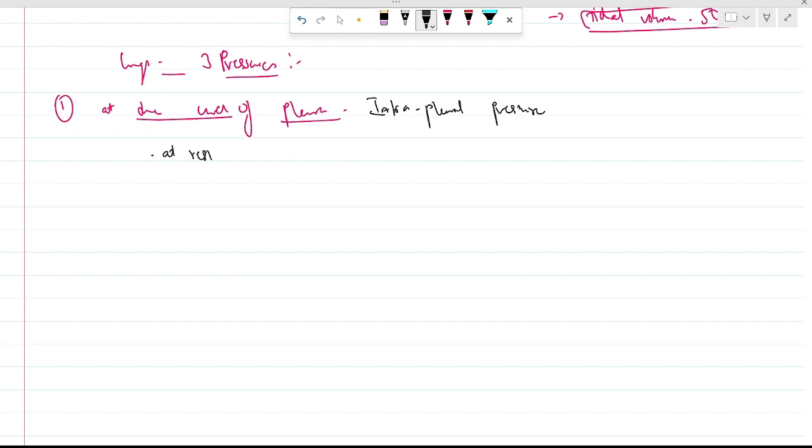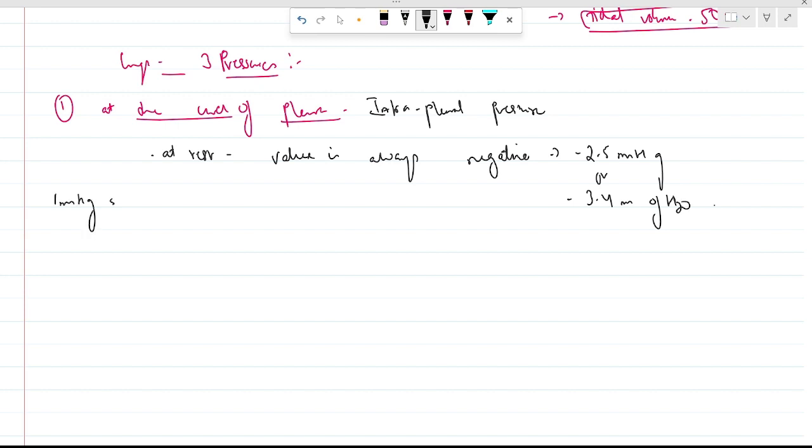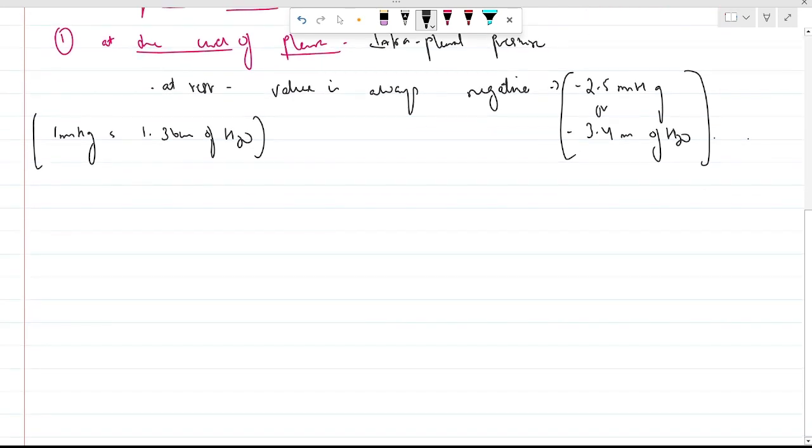At rest, intrapleural pressure value is always negative, which is minus 2.5 millimeters of mercury or minus 3.4 centimeters of water. Anything can be asked, and remember 1 millimeter of mercury is equal to 1.36 cm of water; according to this the conversion is done. At rest, intrapleural pressure is minus 2.5 millimeters of mercury or 3.4 centimeters of water.